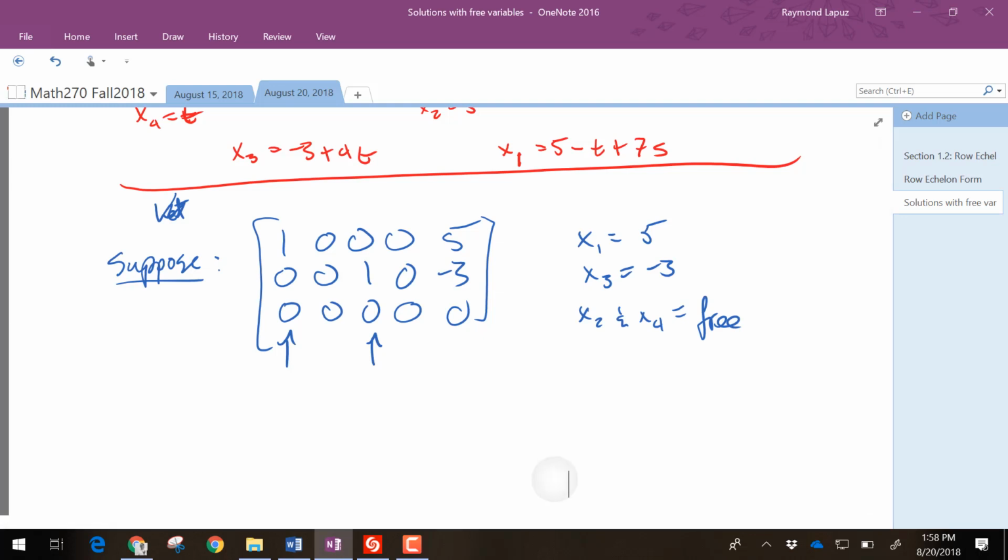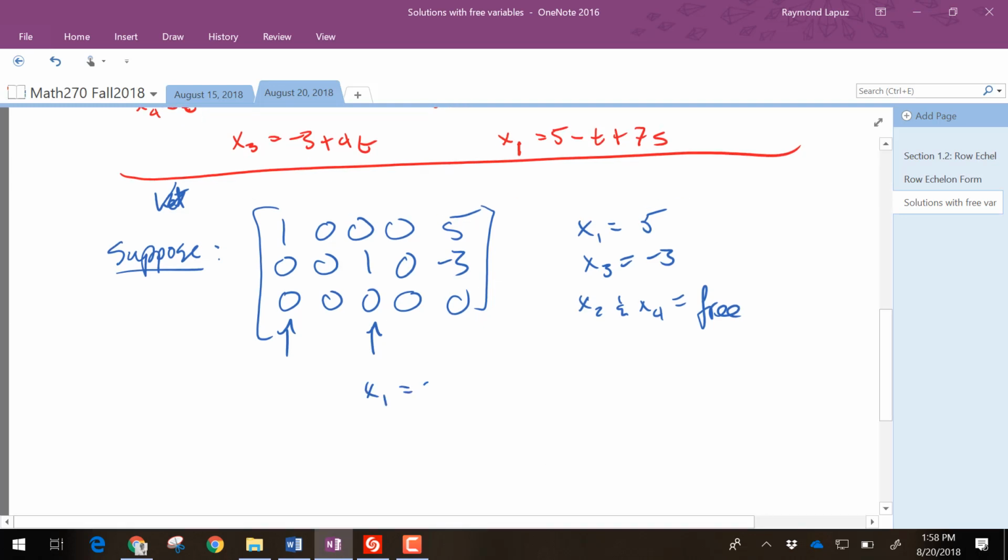So your system of equations would look like x1 is equal to 5, x3 is equal to negative 3. And then this says that I could put in 17 for x2 and 24 for x4, and it would still be a true statement, a true system, if I know that these are my solutions. Okay? Keep thinking about it outside of the class.